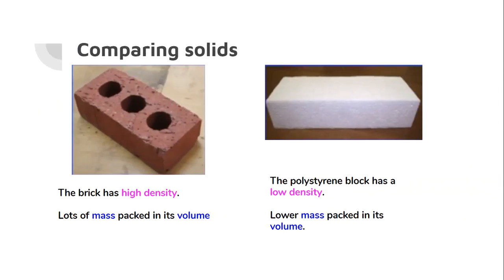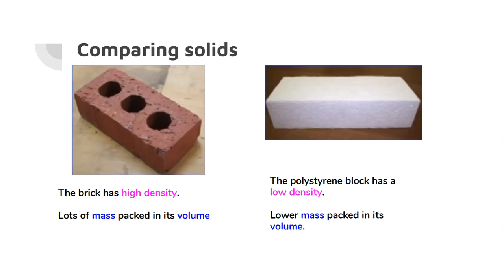Not all solids have high densities. There are some exceptions to this rule. I'm showing you here a brick and a polystyrene block. The brick has a high density. It has lots of mass packed into its volume. The polystyrene block has a lower density. That's because it has a lower mass packed into its volume.